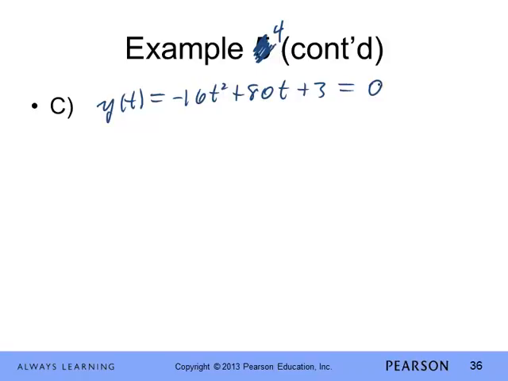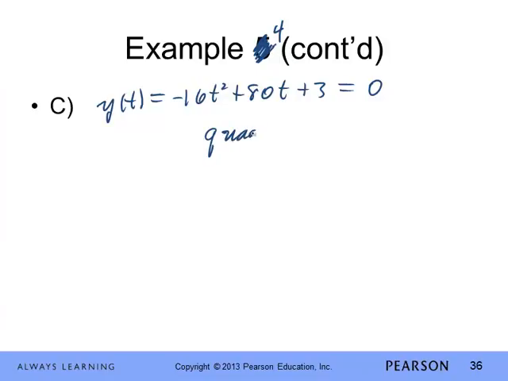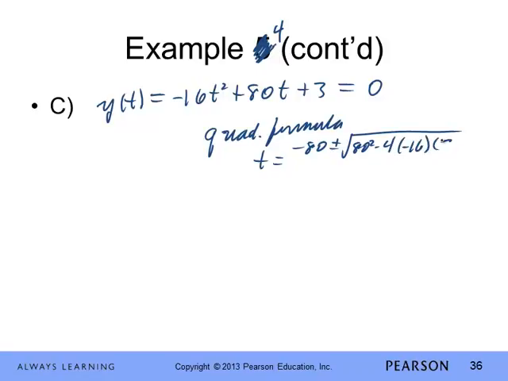What is the handy tool that we have at our disposal from algebra class to help us solve this equation? And it starts with Q. Quadratic formula, exactly. So you have t equal to negative 80 plus or minus the square root of b squared, so 80 squared minus 4 times negative 16 times 3, over 2a, so 2 times negative 16.